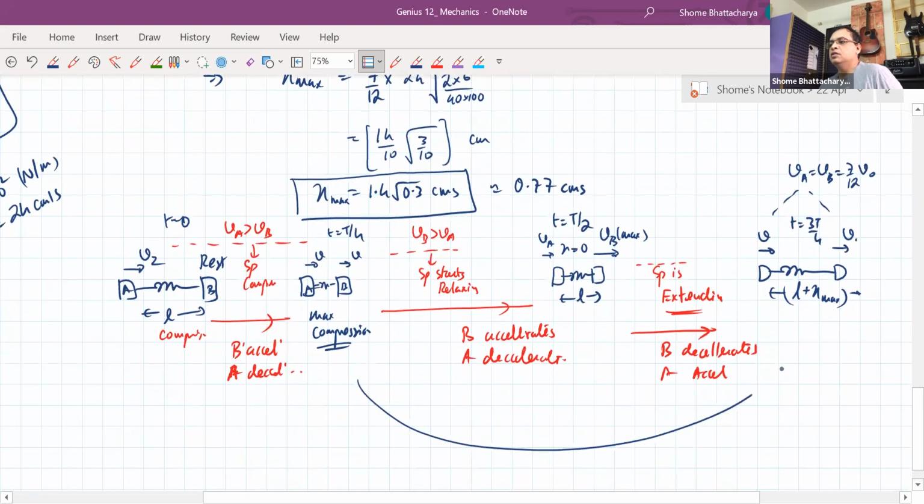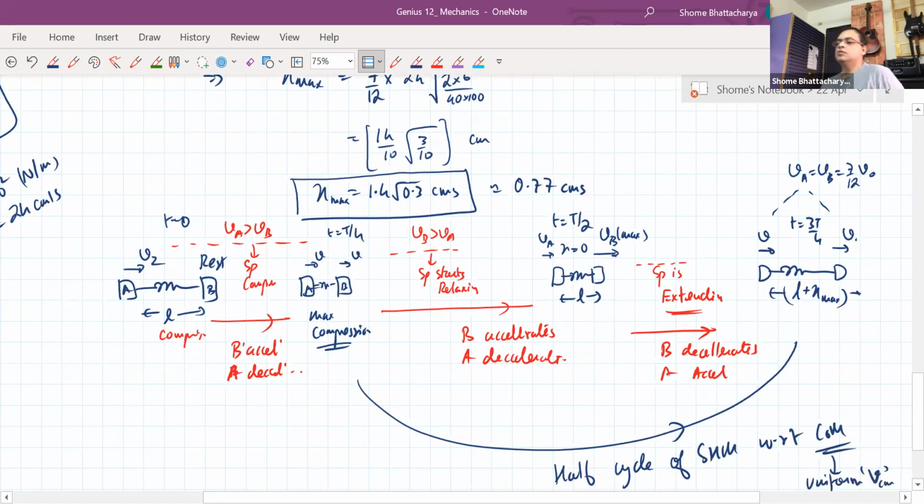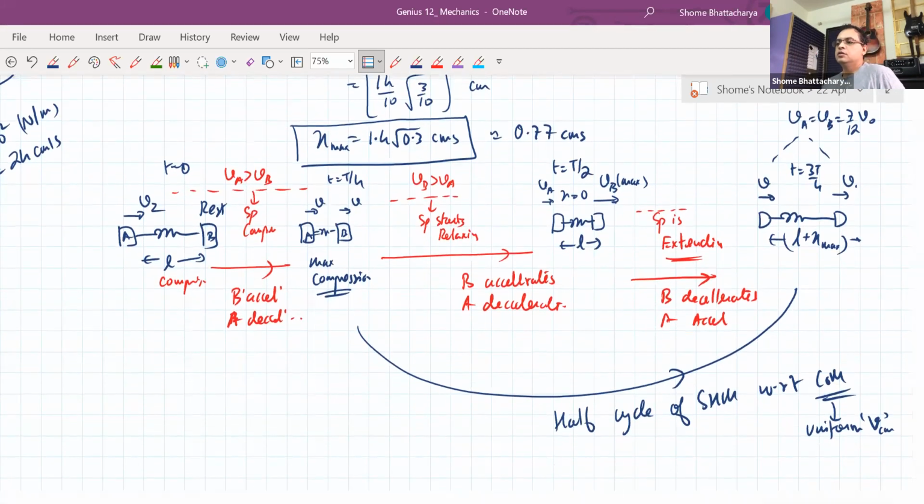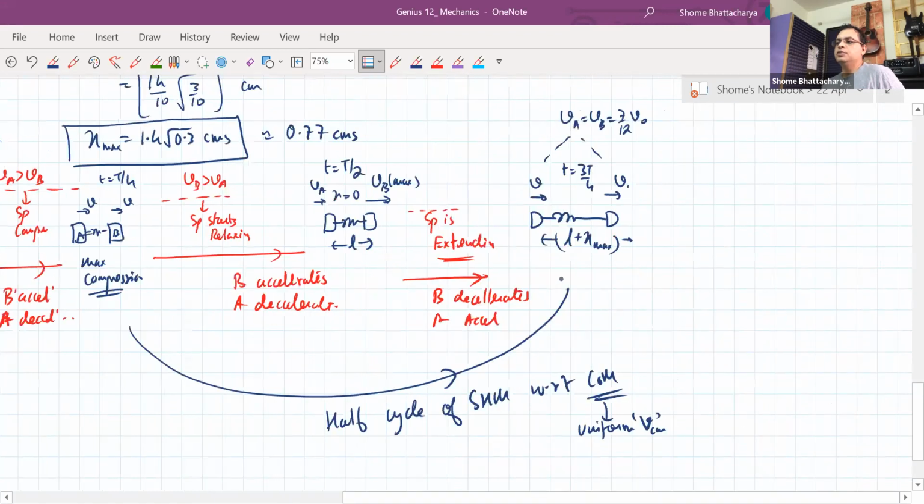So here to here is a half cycle of SHM with respect to the center of mass. And the center of mass is here moving with uniform velocity. So there are many ways of looking at this question actually, but this should be obvious.